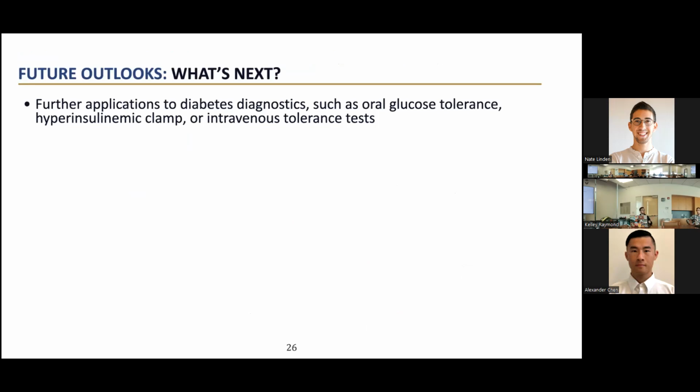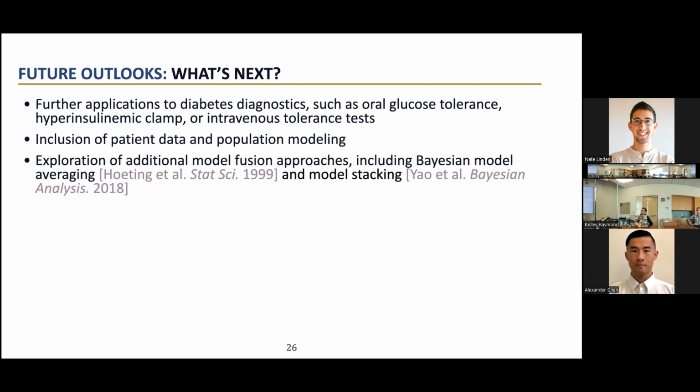There's many other tests, many other models that we want to talk more about, what's useful in the clinic. We're going to work with some clinical collaborators who collect data here at UCSD from patients and use it to actually help them with predictions in the clinic. So inclusion of actual patient data and then some population modeling. And then there's other fusion methods.